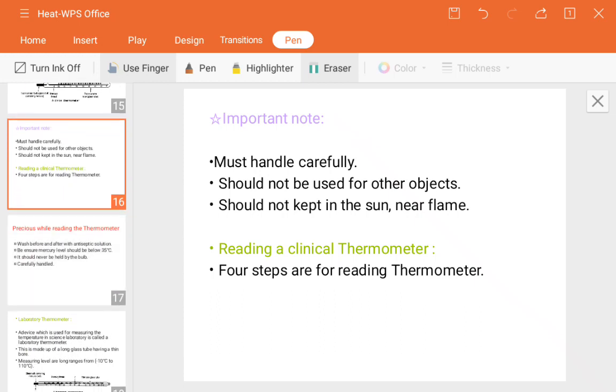These were the four steps. If the question arises, what are the four steps of reading the clinical thermometer, you have to mention these things before and after measuring the body temperature.